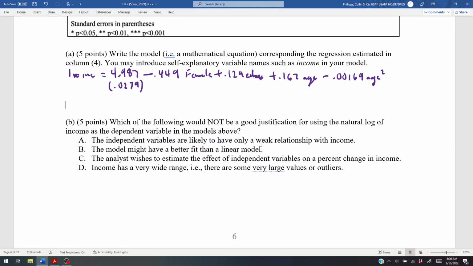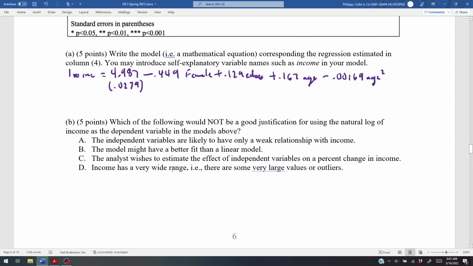Maybe I should be thinking about income in percentage terms, in relative terms, instead of in linear terms, right? Is a year of education for somebody who's very, very rich going to make them $1 richer or going to make them 1% richer? Percent might be a lot more reasonable. The analyst wishes to estimate the effect of independent variables on a percent change in income. Yeah, if you are a priori more interested in percentage change than dollar basis change, then by all means, use the logarithm, right?